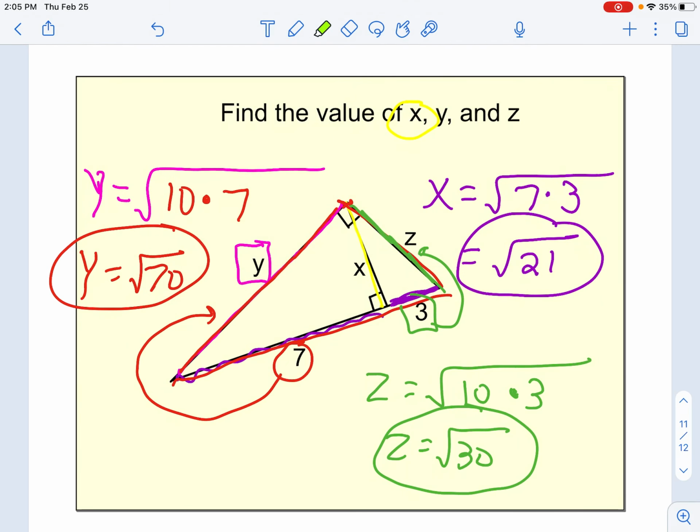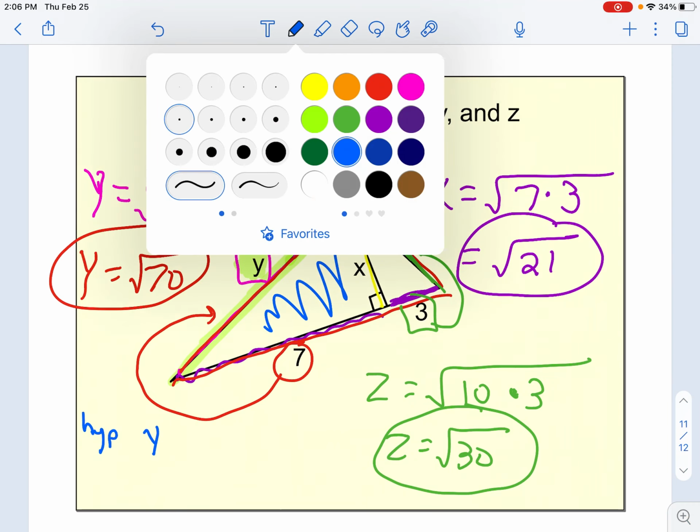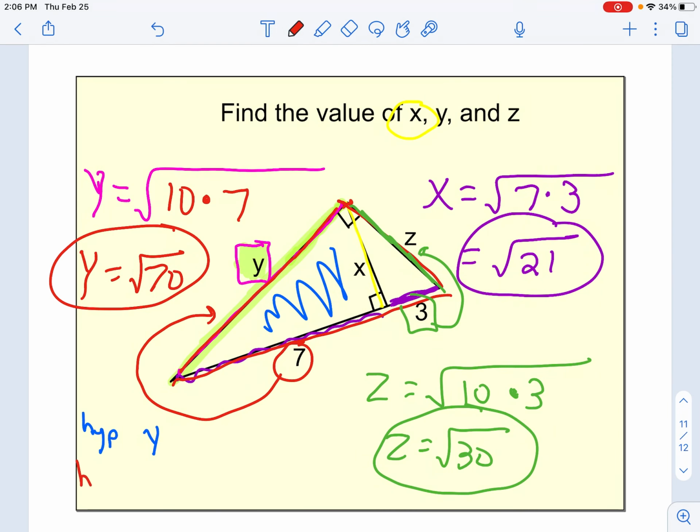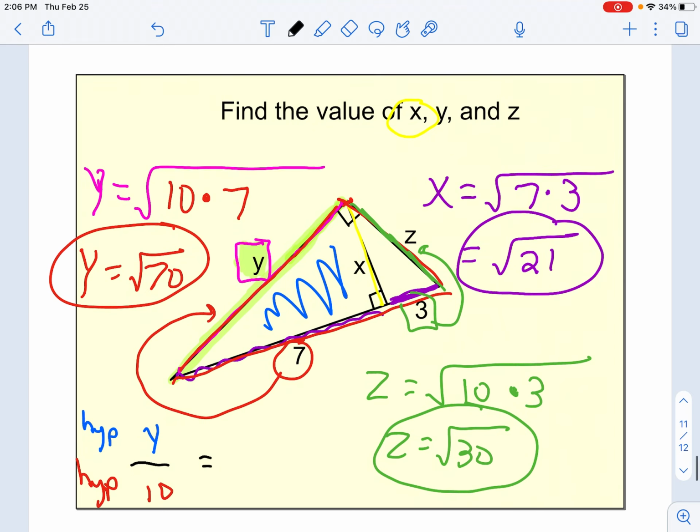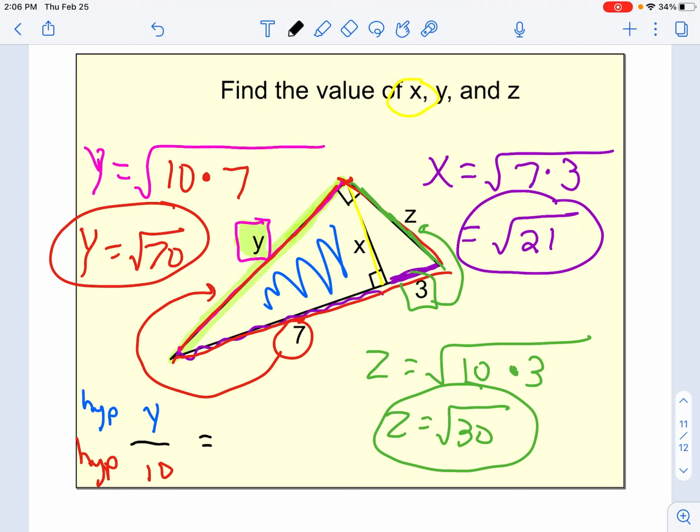So let me show you a different way to find Y right here. Let's say I want to find Y using a proportion. So Y right there is the hypotenuse of, I'll shade this one blue because that was what we usually did. So we have the hypotenuse of the blue triangle, which is Y, and we can compare that to the hypotenuse of the red triangle, which is 10. And that will be in the same ratio as in that blue triangle.